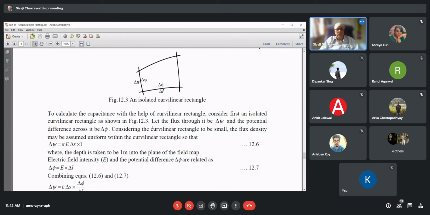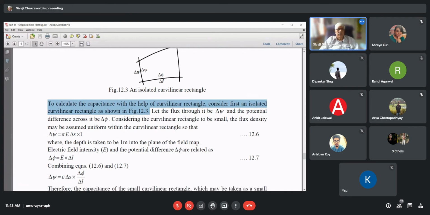So what do you do? To calculate the capacitance with the help of a curvilinear rectangle, when we are saying rectangle, this del L is not equal to del S, because I said this ratio has to be maintained constant. If I make this ratio 1, it becomes a curvilinear square. If you take any other value, it will become a curvilinear rectangle. So let the flux through this be del psi and the potential difference be del phi.